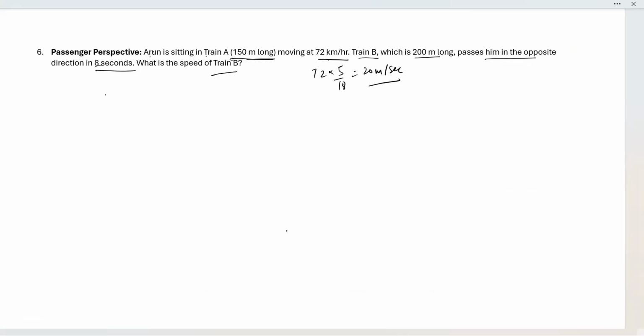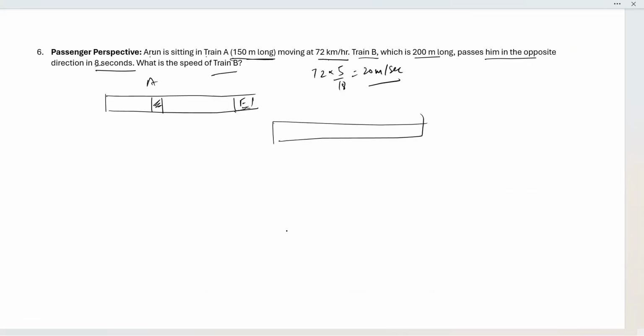So let me just draw it. Let's say this is train A, and probably in this coach Arun is sitting. This is the coach in which Arun is sitting. This is the engine. And this is another train, train B, which is moving in the opposite direction, and this is 200 meters long.